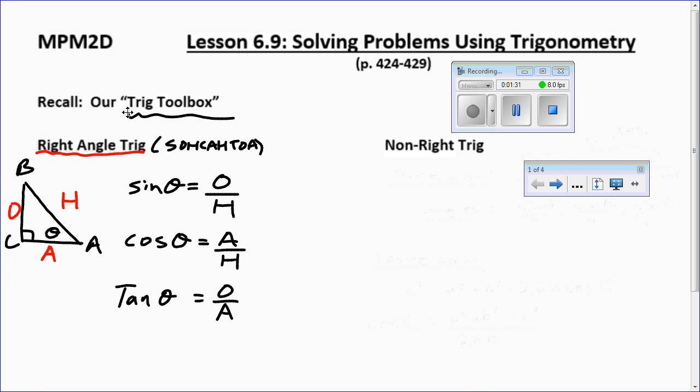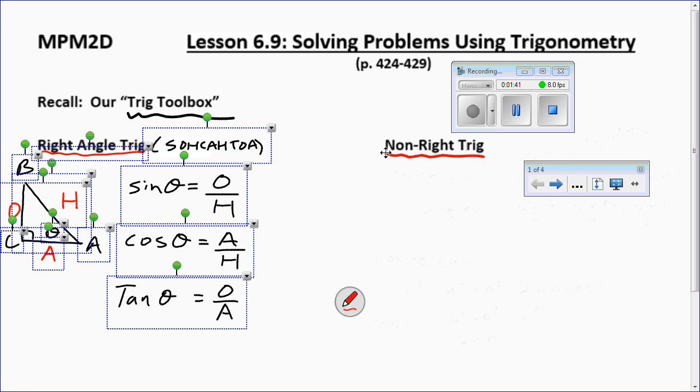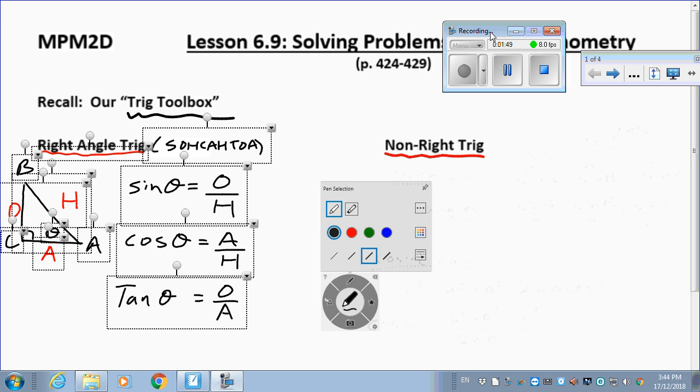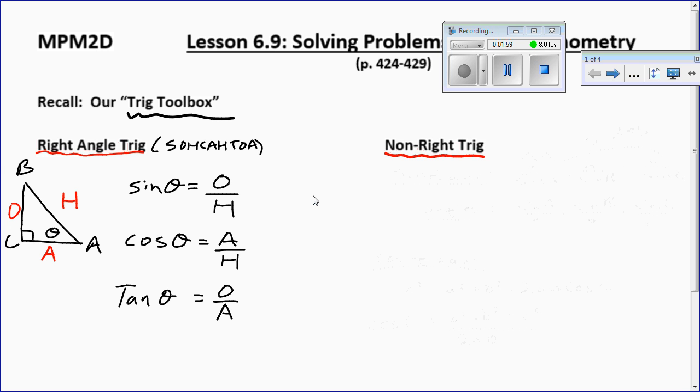Now, when we talk about non-right angle trigonometry, we're talking about stuff that deals with acute triangles for now. Later on, in your next grade, instead of right angle trig and non-right angle trig, we're literally going to be looking at triangles that aren't necessarily acute. But for now, for our non-right angle trigonometry, we have this thing called the sine law.